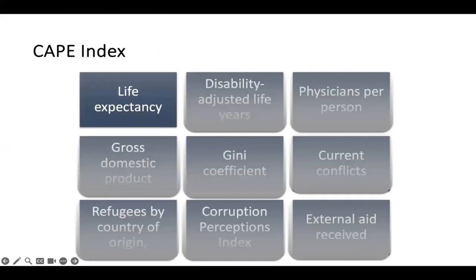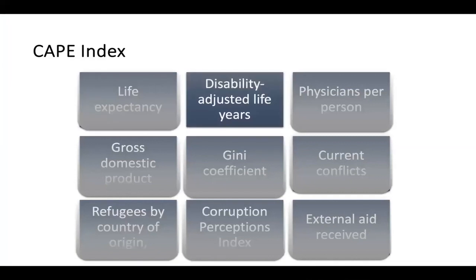Now I'm going to briefly explain all 9 items included in the CAPE Index. You can find more details of this methodology in the articles included in the reading suggestions. So the first one is life expectancy at birth, and this data is extracted by the World Health Organization. Then disability adjusted life years, which is collected by the Global Health Data Exchange. This unit is the sum of the years of life lost and years lived with disability.